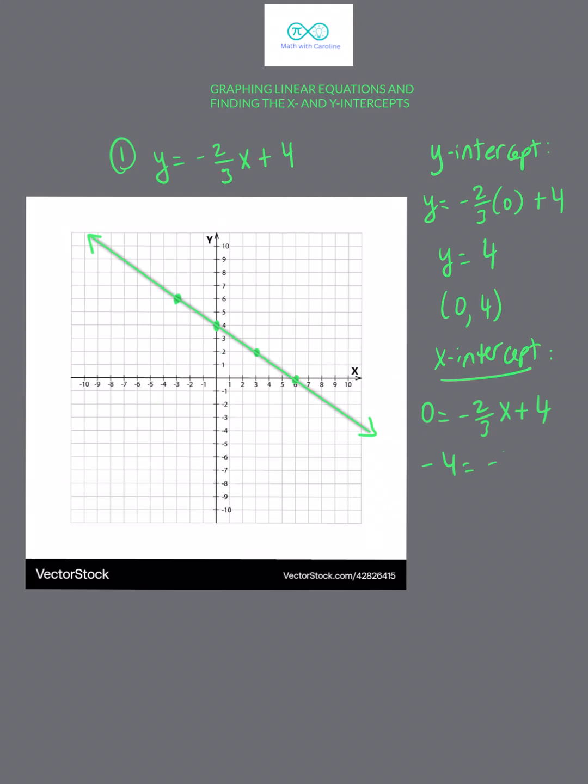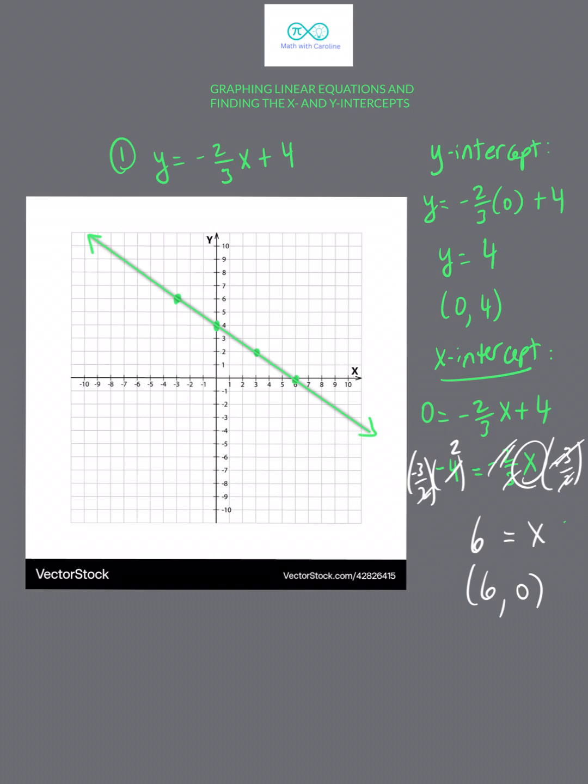Subtract 4 on both sides, and then multiply both sides by the reciprocal, because that's the easiest way to solve for x, since multiplying by the reciprocal will divide out everything on this side and you're just left with x. On this side, if we want to simplify before we multiply, 4 divided by 2 is 2. And so then we have negative 3 times negative 2 for an x value of 6. You could also write that as a point where y is always 0.